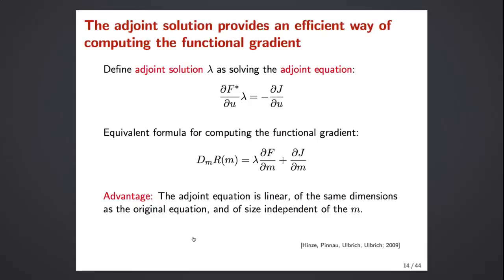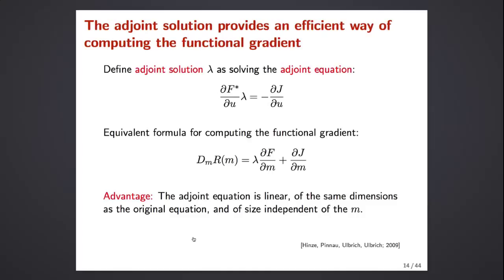Okay, so note that this adjoint solution depends on the forward problem, and it also evaluates that forward solution and the functional, but not on the parameter M, other than through F. So by introducing this and by doing some manipulation of the equations, you'll get an equivalent formula for computing this functional gradient. So the derivative of R with respect to M will be the adjoint solution times the partial derivative of F with respect to M and the partial derivative of J.